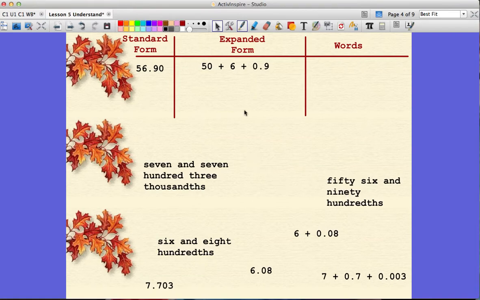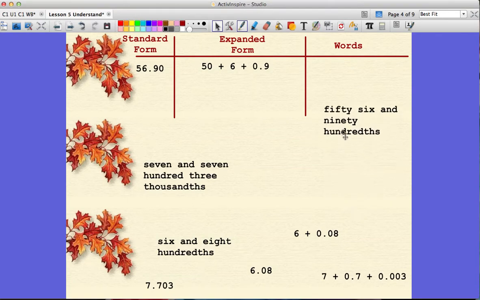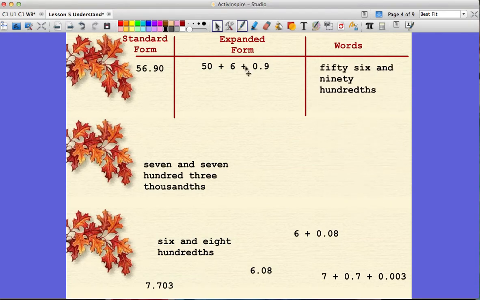And then we look for the words 56 and 90 hundredths. Notice the only place that we have an "and" is where we find the decimal. We talked about the only time you can use the word "and" is when you are telling me that a decimal is in that spot.